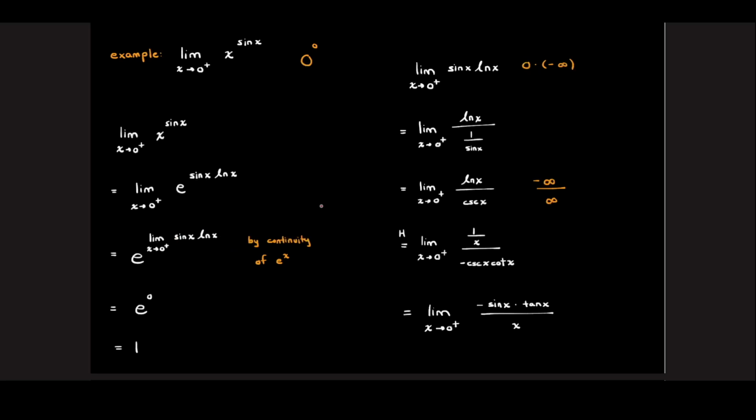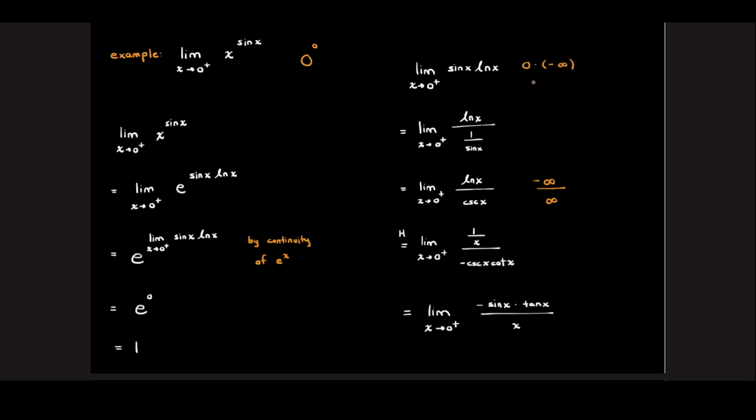So let's go ahead on the side and do that real quick. So as x approaches 0 from the right-hand side, sine is going to approach 0. And then natural logarithm is going to approach this asymptote. So it's going to go to minus infinity. So we have an indeterminate product of the form 0 times minus infinity.